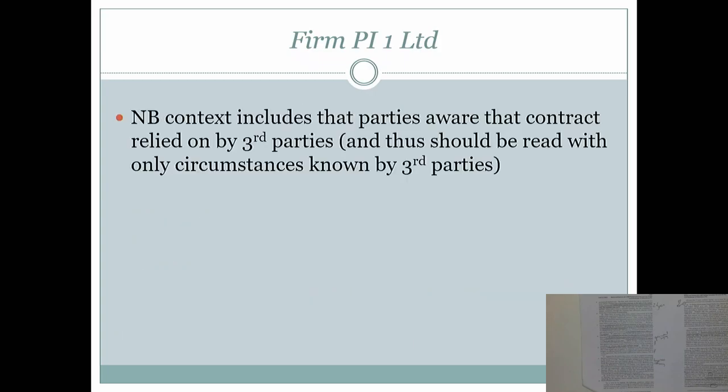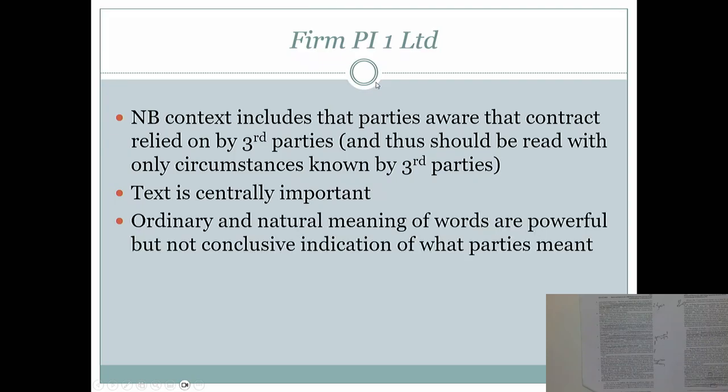The context also includes that when the parties entered into the contract, they may or may not have been aware, depending on what the contract was, that it would be relied on by third parties, banks, for example. And if that is the case, then that particular contract should be read with the circumstances only known by third parties at the time. So you limit the amount of knowledge that a reasonable person would read it with, because when the parties entered into it, they intended it to be relied upon by third parties. And that the text is centrally important. The ordinary and natural meaning of words are powerful, but they're not conclusive indication of what the parties meant.